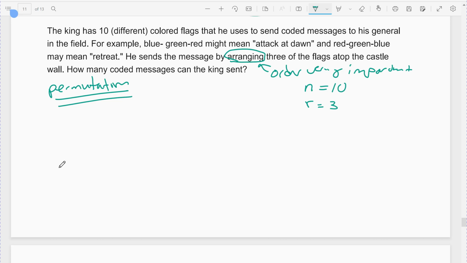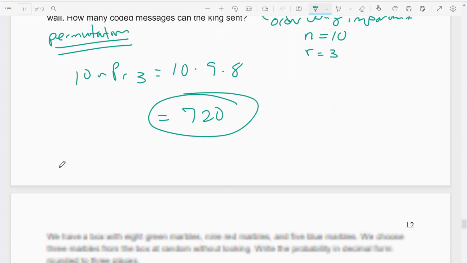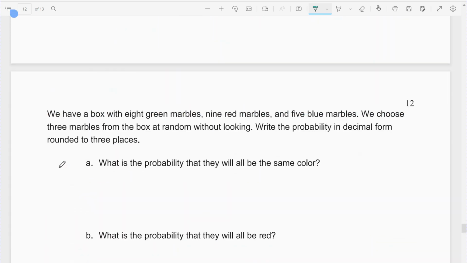Alright, he's picking out the flags atop the castle for his coded message. And so it's 10 permutation 3. So 10 for the first one, 9, 8, comes out to be 720 different messages possible. Next example.